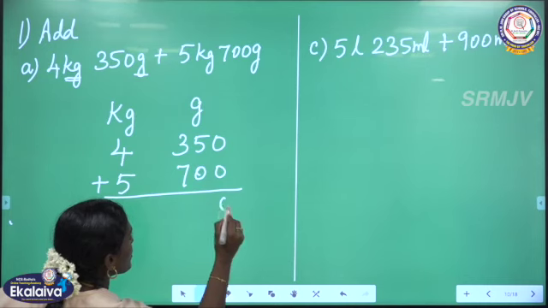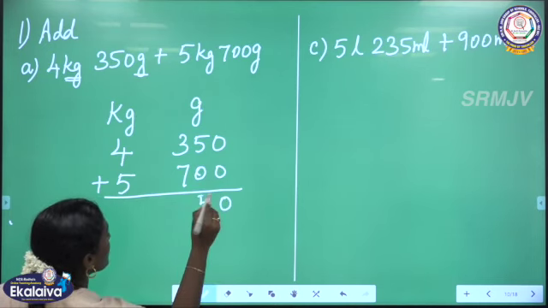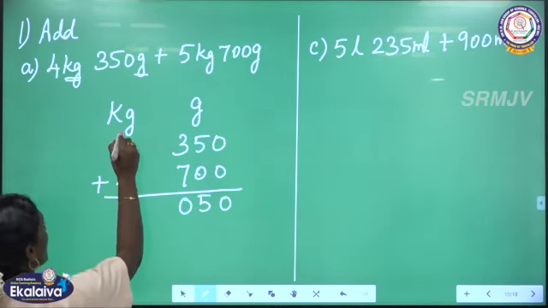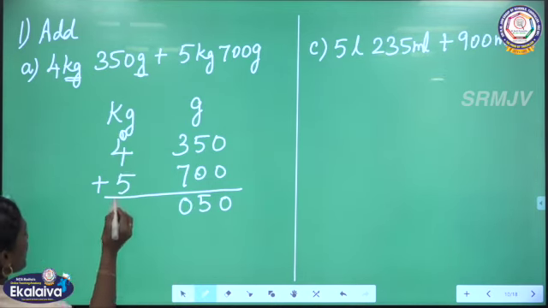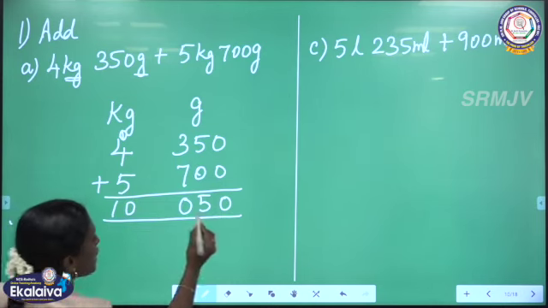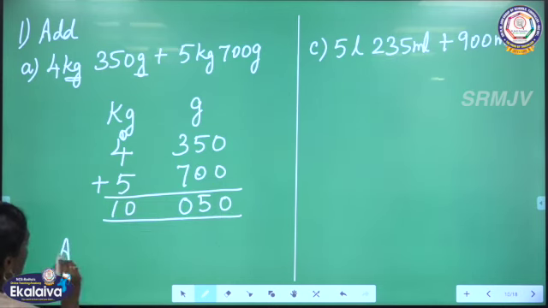Here 0 plus 0, 0. 0 plus 5, 5. 3 plus 7, 10. 0 here, 1 carry over. 1 plus 4, 5. 5 plus 5, 10. So the answer is 10 kilogram and 50 gram.